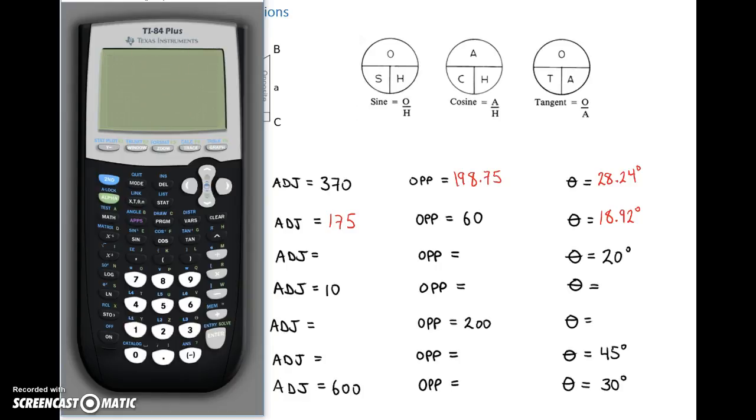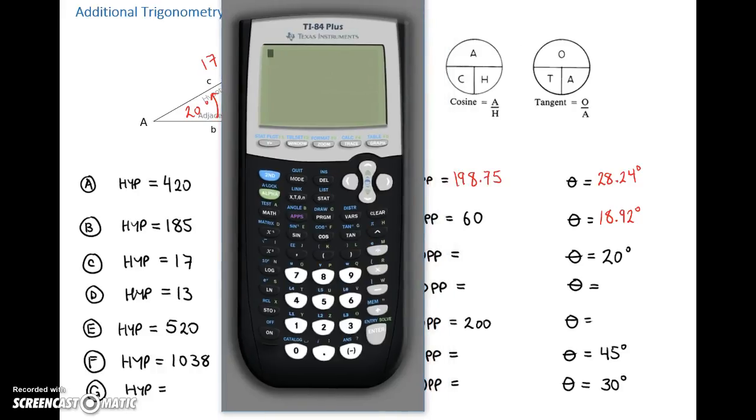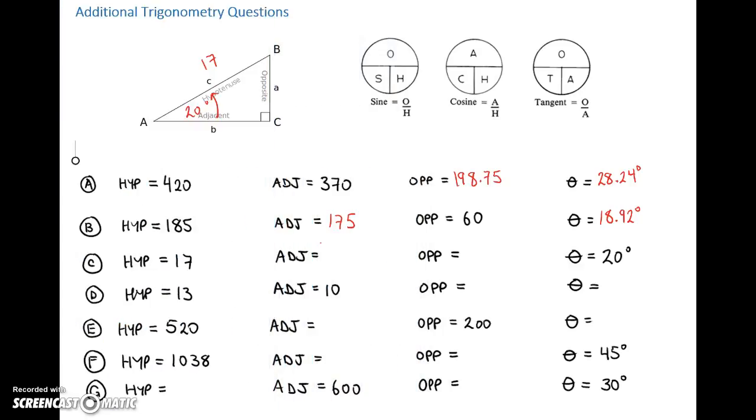Okay, so the adjacent is going to be equal to cos of the angle times the hypotenuse. We've got 17 and we've got 20. So we'll do cos of 20 degrees times our hypotenuse. Oops, let's go back and put that closed bracket in. Times our hypotenuse of 17. That gives us a value of 15.974. Because it's a 4, we'll keep it at 15.97.